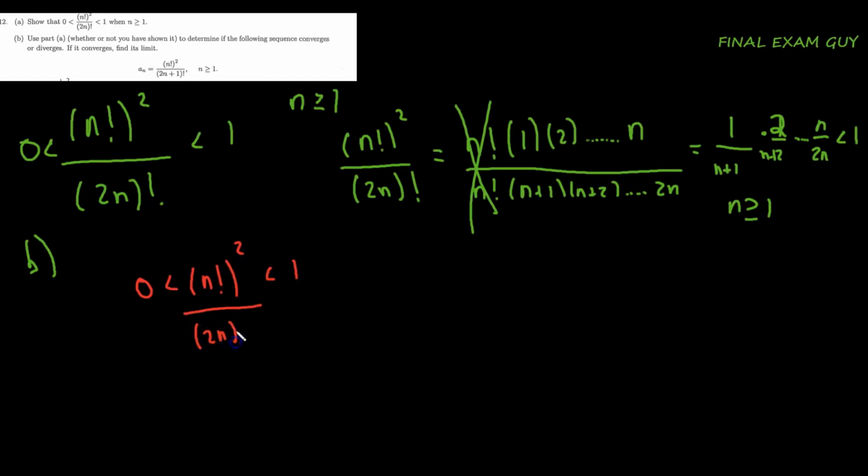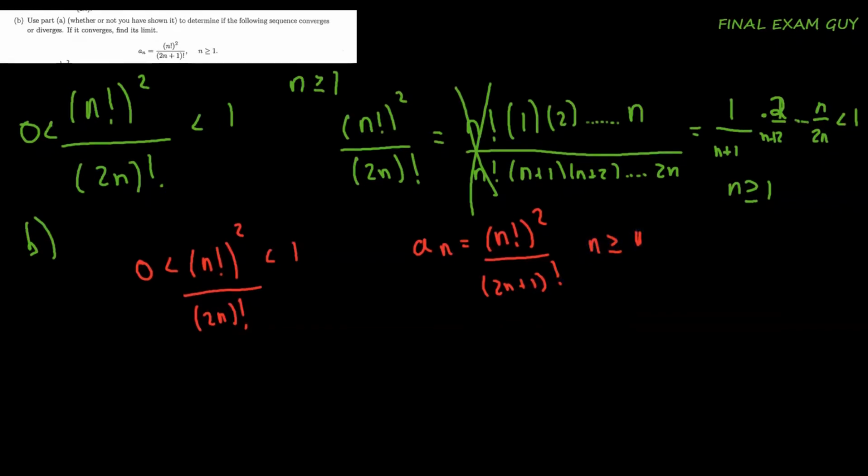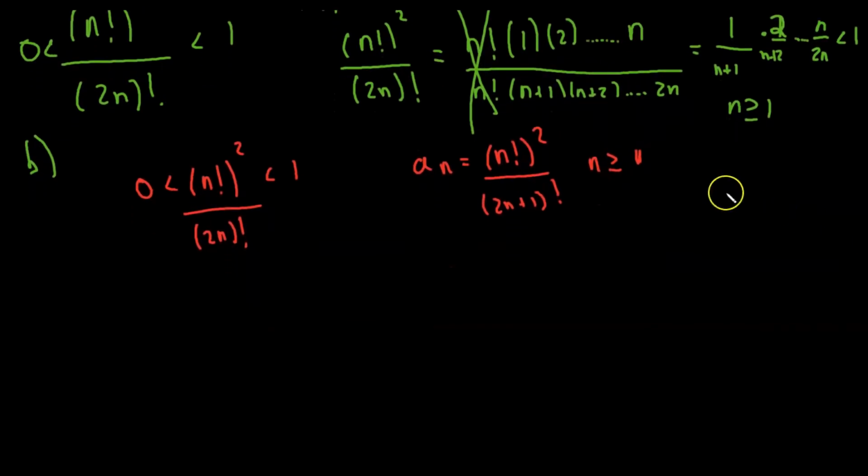So this is what we have from the original information, and this is our a_n, n factorial squared over 2n plus 1. So we're going to have to use the squeeze theorem, and I'll get to what that is in a sec. So the missing term in this expression from here is 2n plus 1. So say I multiplied every side of this expression by 2n plus 1.